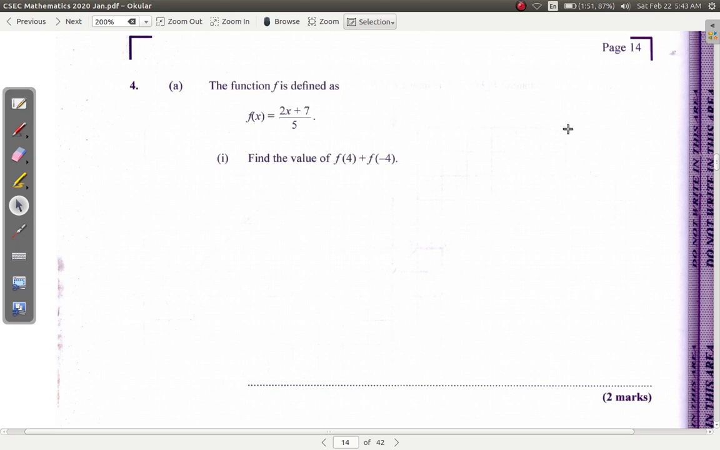Now, the function f is defined as f of x is equal to 2x plus 7 divided by 5. Find the value of f of 4 plus f of negative 4. Let's see.